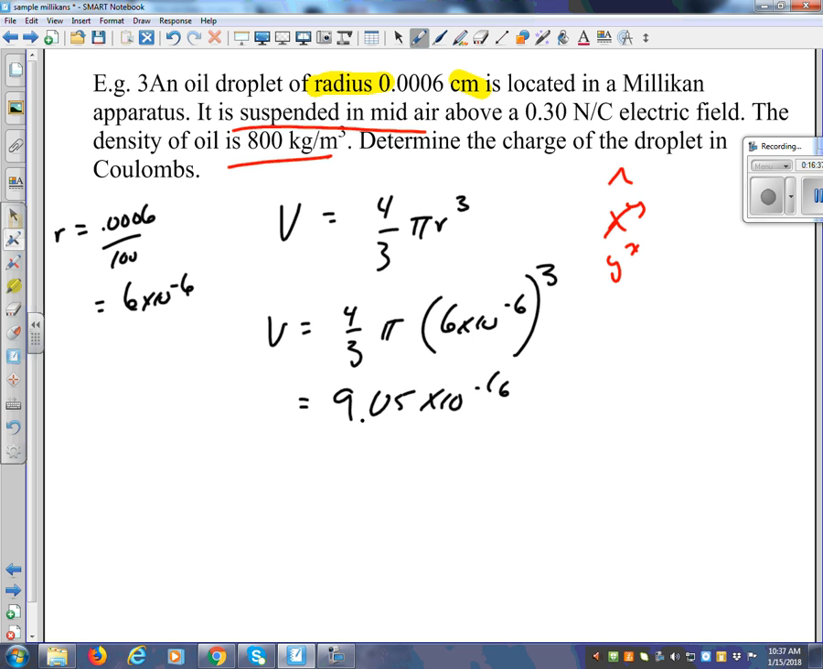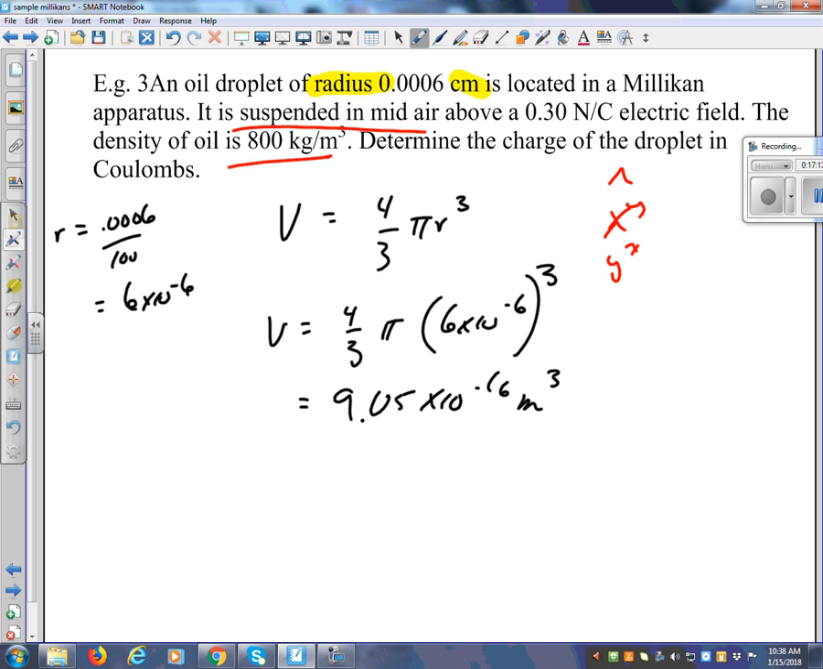Now, I can always tell when you forgot to divide by 100 because you're going to be off here by 6. If you got times 10 to the minus 10, I know you didn't divide by 100. Because you're going to have a minus 4 there, and minus 4 cubed is going to give you minus 10. Okay? Here's where showing your work is really important because I will follow through. If you're doing the right steps, I will give you credit. If all you do is forget to divide by 100, half mark off, no big deal. If you show your work. So that's 9.05 times 10 to the minus 16, and that is in cubic meters.